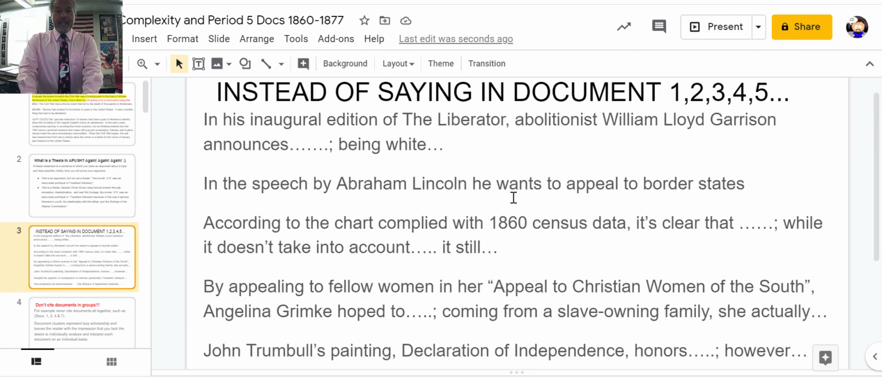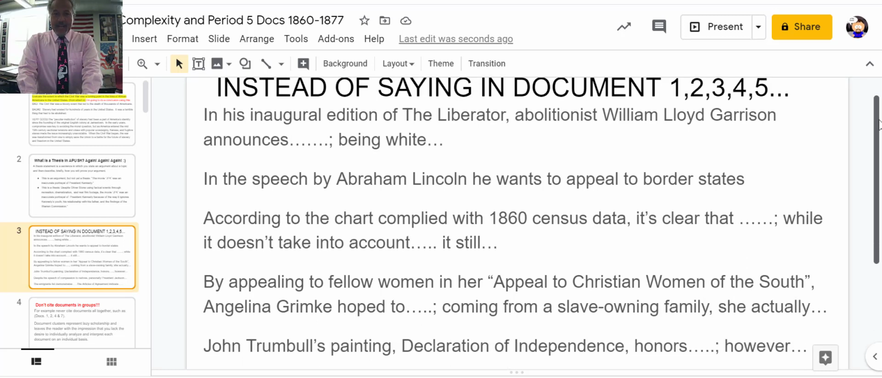Now, because I cannot stand you guys or ladies using "in document 1 and document 2 and document 3." Instead of saying a document number, you just talk about the documents and then you just cite it later. "In his inaugural edition of the Liberator, abolitionist William Lloyd Garrison, in a speech by Abraham Lincoln, he wants to appeal to the Border States. According to the chart," you're not starting with "in document 1."